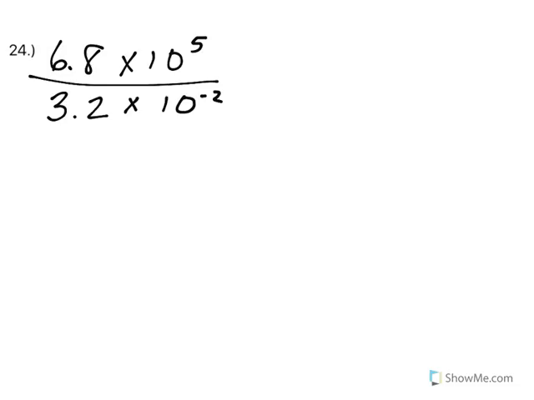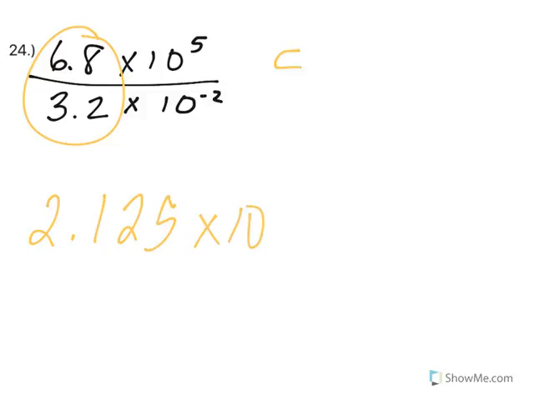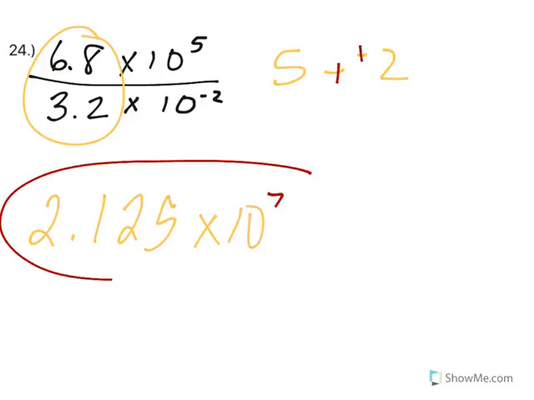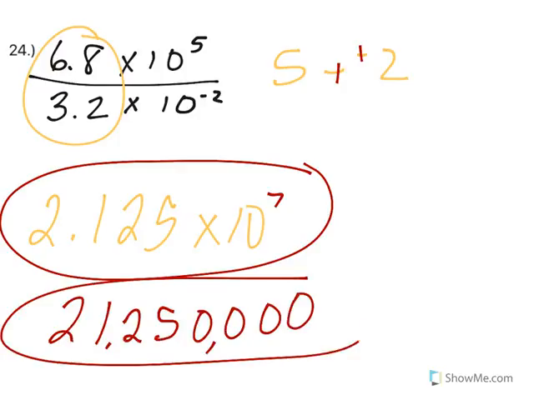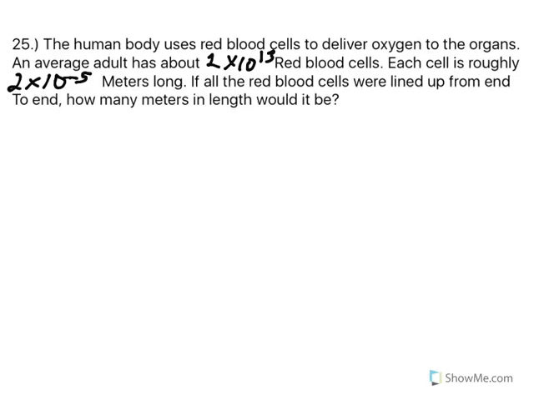All right, in 24 we divide. That one's clear, gives us this. So 6.8 divided by 3.2, hopefully I did this one right, is 2.125. Now I have 5 minus negative 2. 2 negatives is a positive, and I have times 10 to the 7th. To go to standard, I move my decimal 7 places to the right. So 1, 2, 3, 4, 5, 6, 7, and there you have standard form. And I believe we have one more.